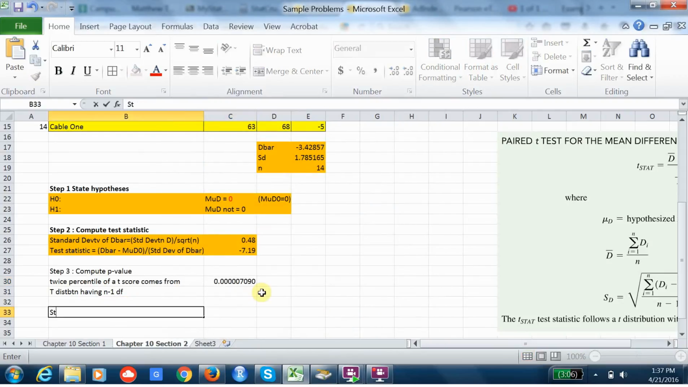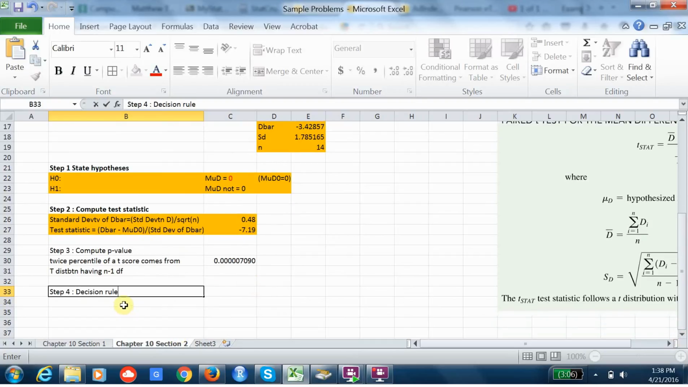So really the rest of this problem is pretty easy because the decision rule will actually be very simple to apply. P is definitely less than alpha, right? So P, which is equal to 0 point, and we have how many zeros? 1, 2, 3, 4, 5. Actually, we have 5, and then 7 is going to be the sixth decimal place. This is definitely less than 0.05, which is equal to alpha. So this means that we reject H0.